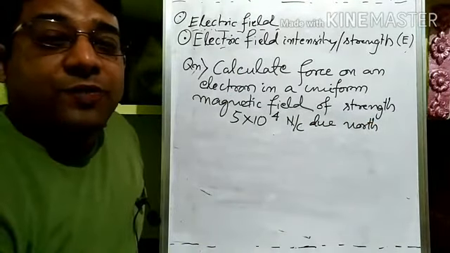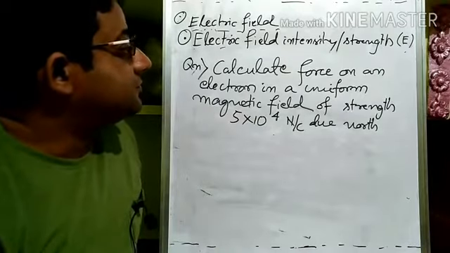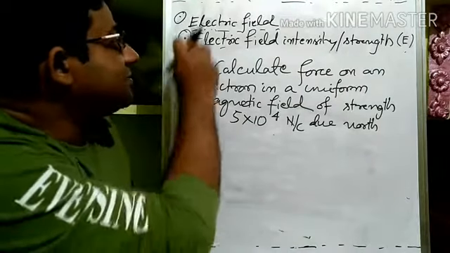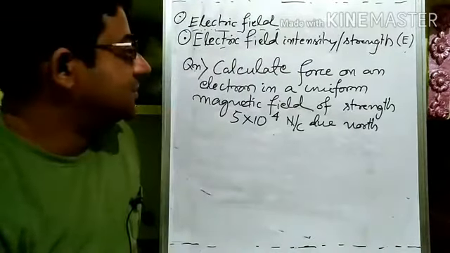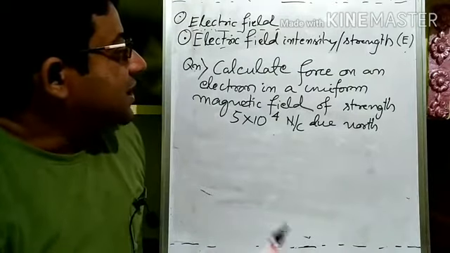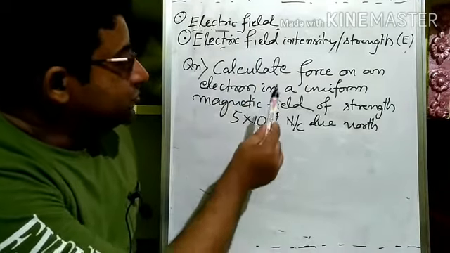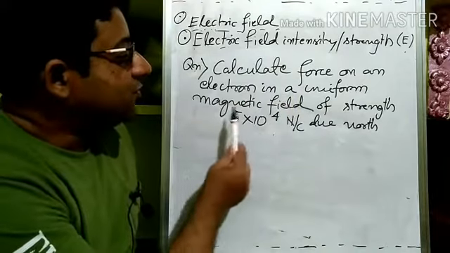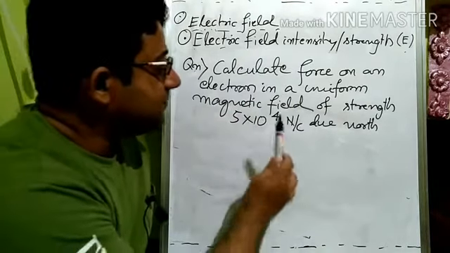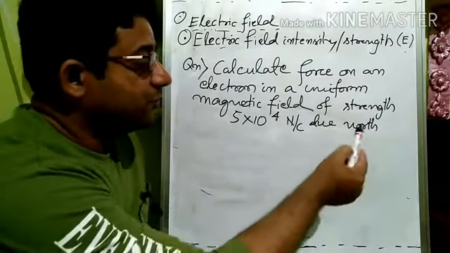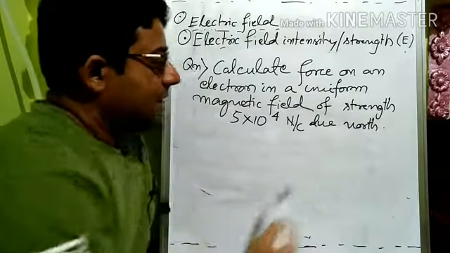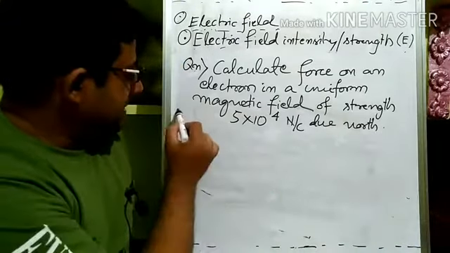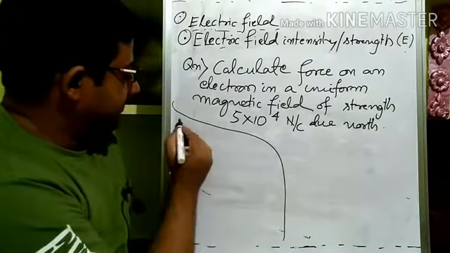Okay, now we will take up a small numerical explaining these concepts together. The question asks, calculate force on an electron in a uniform magnetic field of strength 5 into 10 to the power 4 Newton per Coulomb due north. Now see, why Newton per Coulomb? Again, think of a little rough.